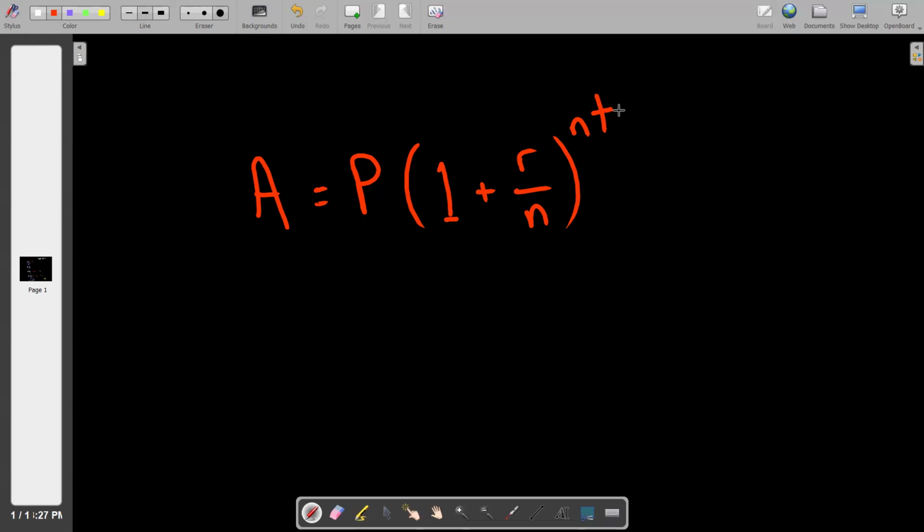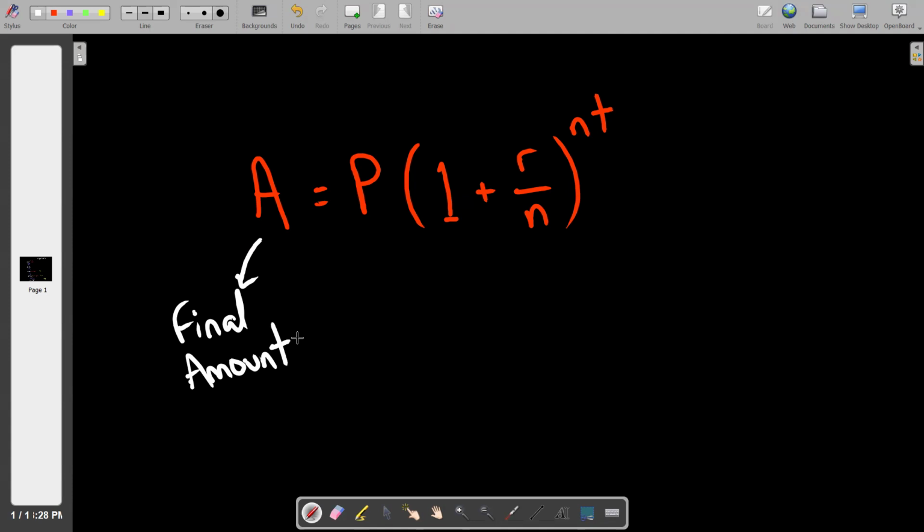So let's talk about the cast of characters first of all, because in this formula, I see a buttload of variables. I see A, R, N, and T, M, P. So let's talk about who they all are. So A is kind of like the final amount. And that can be after 5 years, 20 years, 30 years.